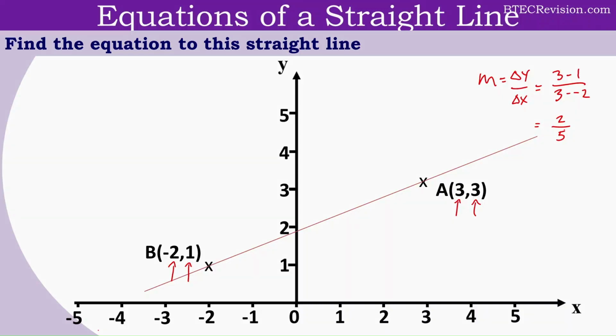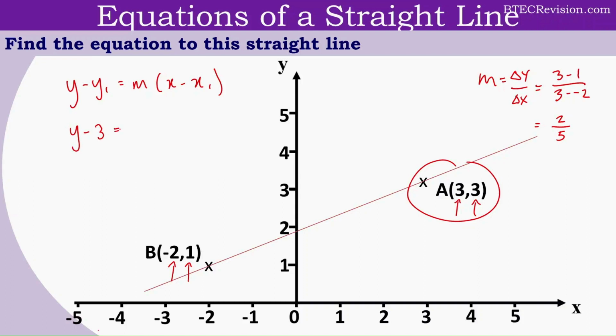Now that we have the gradient, what we can do is use one of the values in the equation. y take away y1 is equal to m times x take away x1. From this, we can plug in any point. We'll choose A. So we'll say y take away y1, which is 3, is equal to the gradient 2 over 5 times x take away x1, which is also 3.